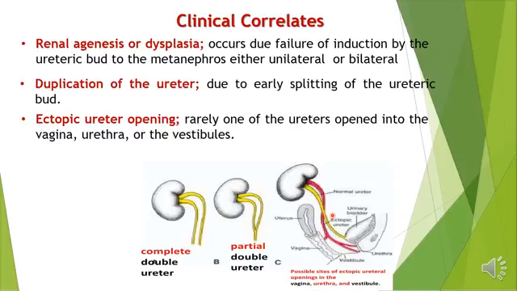Another clinical correlate is renal agenesis, or dysplasia. It occurs due to failure of the induction by the ureteric bud of the metanephros, either unilateral or bilateral. Another clinical correlate is duplication of the ureter, due to early splitting of the ureteric bud. Ectopic ureter opening is when one of the ureters opens into the vagina, urethra, or vestibule.